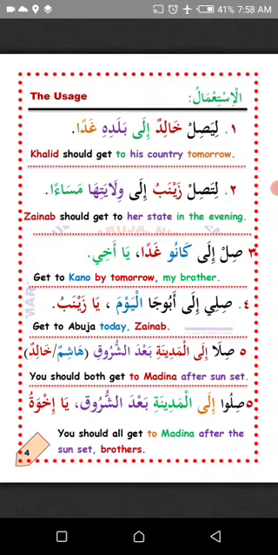Number five. سلي إلى المدينة بعد الشروق. سلي إلى المدينة, you should both get to Medina, بعد الشروق, after the sunrise. Talking to Hashim and Khalid, two male persons. The same form of the verb can also be used to command two female persons.